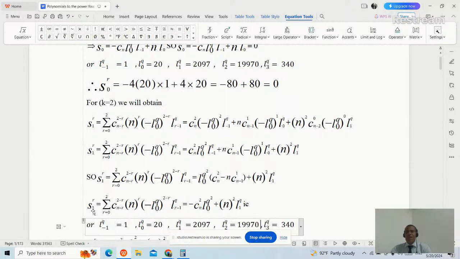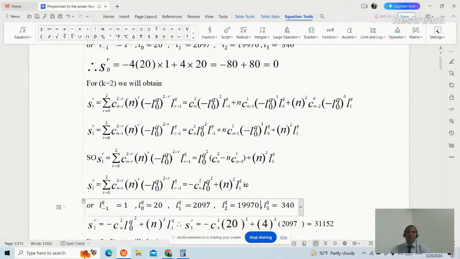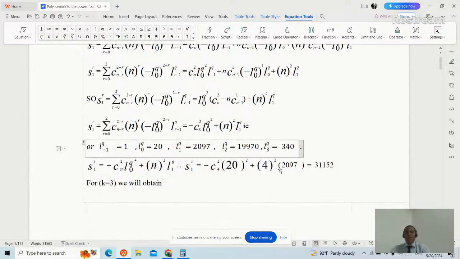Therefore, here I will just continue simplifying, either collecting like terms, or simplifying by adding or subtracting. Here we can subtract these two things. It will be minus a combination n choose 2 times L0 of order Q squared plus n squared L1. So here just now, this is the formula. I will go back to substitute, okay. Here you have L minus 1 is 1, L0 is 20, and L1 is 2097.